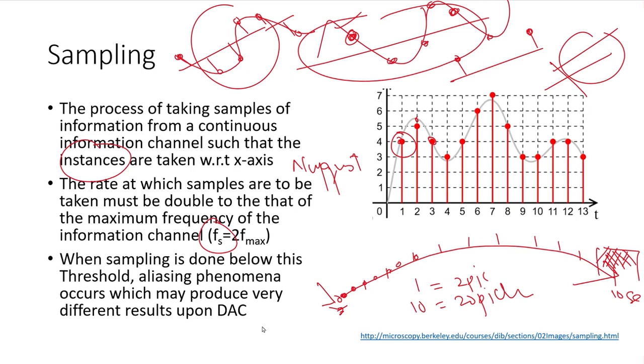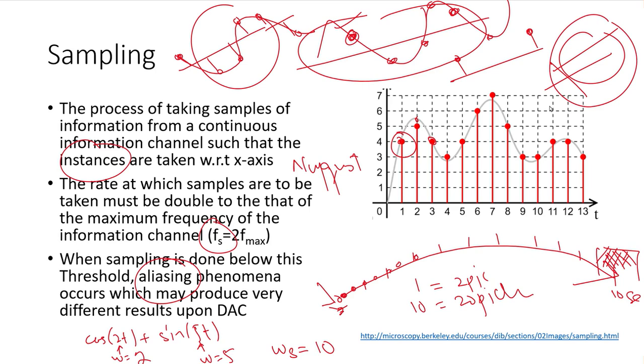So let's say we are having two waves, such that one wave is cos 2t and the other is sin 5t. So here omega equals 2, and here omega equals 5. So our sampling frequency omega s must be at least 10. Only then can we get good pictures of the whole scenario and then reconstruct it. When the sampling is done below the threshold, aliasing occurs, creating a wave from the original wave which is not like the original wave. So these are erroneous data-driven graphs.